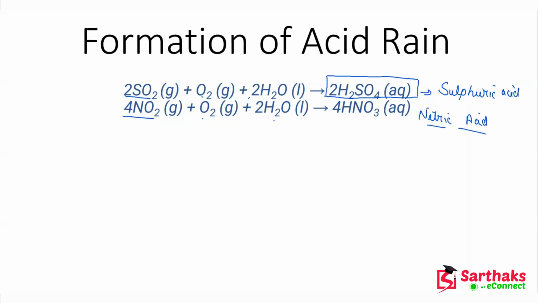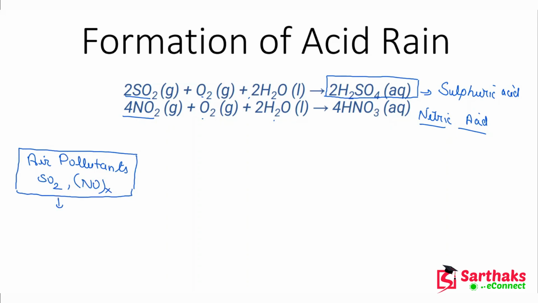Now, how does the formation happen? The air pollutants, that is sulfur dioxide and nitrogen oxides, are also called acid precursors. Keep that in a box. They are also called acid precursors.